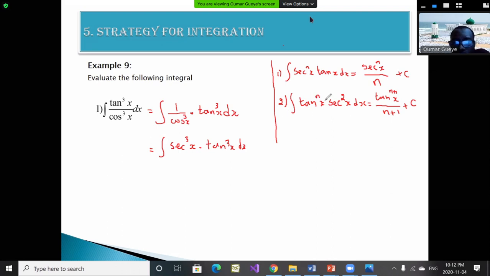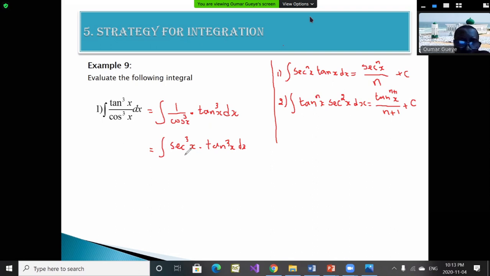So we don't have number 2, because number 2 means n equal to 3, but here it should be 2, a square as in number 2. So it's not number 2. What about number 1? It's not, because for number 1, the tan is to the power 1, not to the power 3. So what you have to do from this step, knowing these two formulas, is manipulate again in order to get one of them.